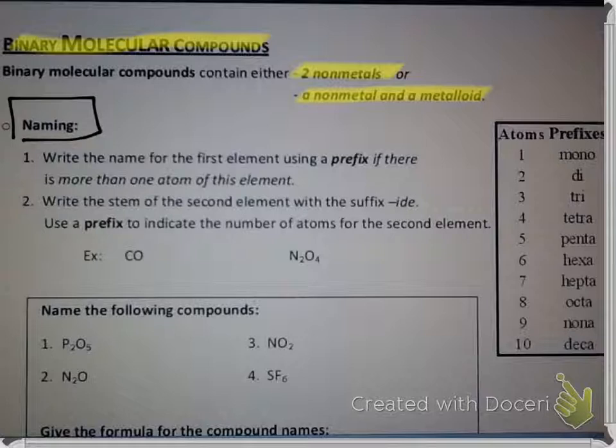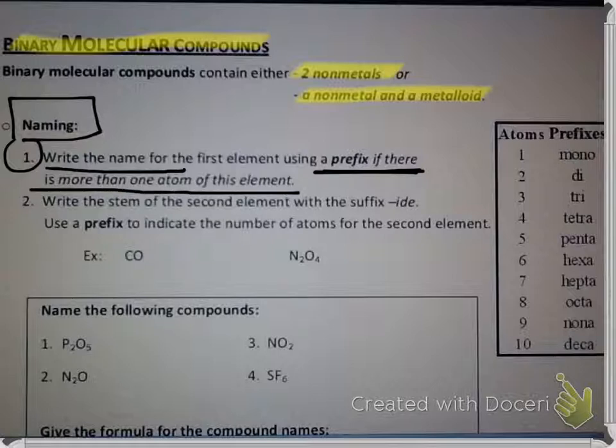So let's look at the actual naming rules. If you have a binary molecular compound with two nonmetals, the first thing you're going to do is look at the first nonmetal. You're going to write the name of that nonmetal first, and you're going to use a prefix in front of the name if there's more than one atom of that element. What are the prefixes? The prefixes are shown here on the side. You're going to need to know these.